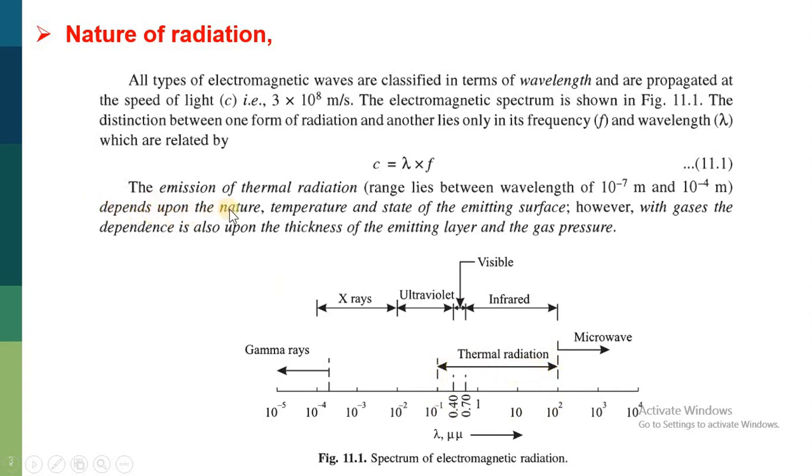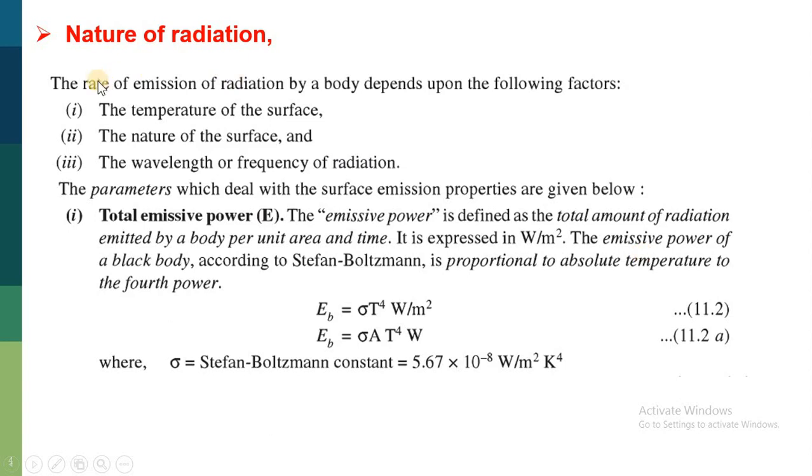Thermal radiation also depends upon the nature, temperature, and state of the emitting surface: what is the nature of the emitting surface, what is the temperature, and what is the physical state of the emitting surface. However, with gases, the dependency is also upon the thickness of the emitting layer and the gas pressure. In the case of gas, thermal radiation depends on the thickness of the gas layers as well as the gas pressure.